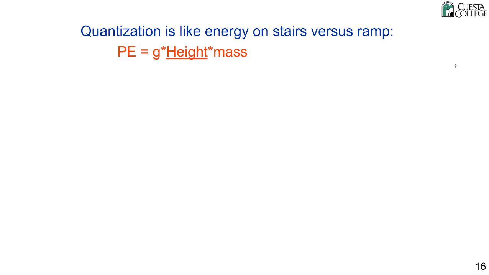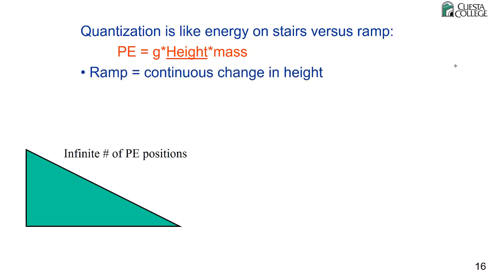It helps to visualize quantization as comparing it to heights available on a ramp versus a set of stairs. On a ramp, there's a continuous change in height that's available for an object, and an infinite number of potential energy positions. So an object could be here on the ramp, and it would have this height above the ground, and a certain potential energy. The object could be in a different spot, or the object could be anywhere in between those two places. There's an infinite number of heights available, and therefore an infinite number of potential energy positions.